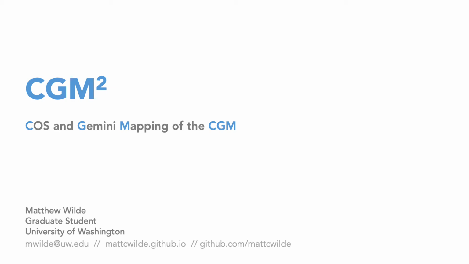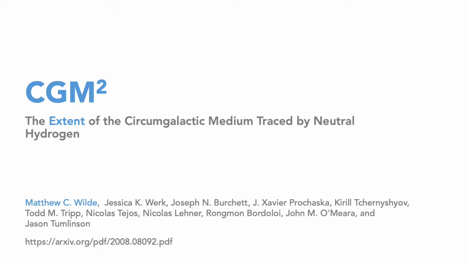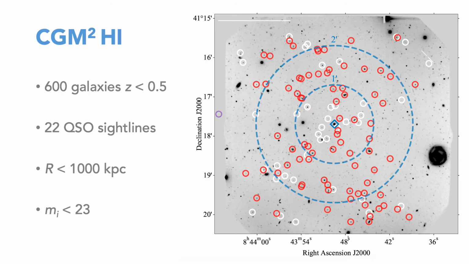I'm a graduate student at the University of Washington, and I would like to briefly highlight results of our recently completed survey, CGM squared. CGM squared stands for Cosine Gemini mapping of the CGM. In paper 1, we introduced CGM squared and focus on the extent of the circumgalactic medium traced by neutral hydrogen. Please check out the arXiv for the most recent preprint.